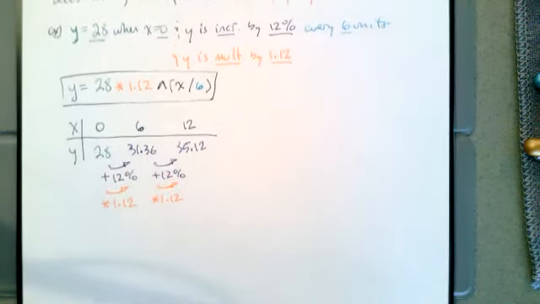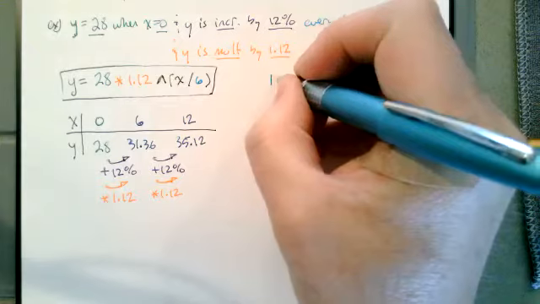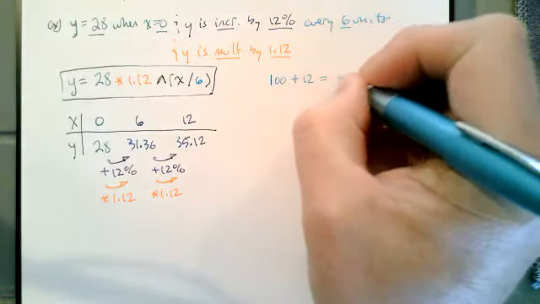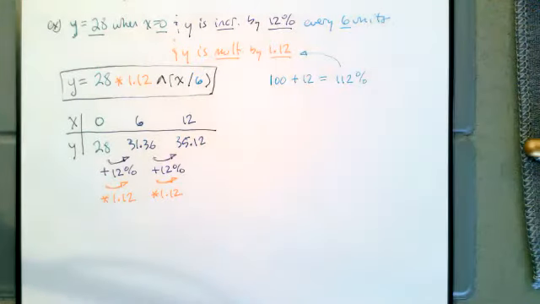We also want to be able to do the same thing with a decreasing function. So in this case, y was increasing by 12%, so our multiplier was 1.12, because we take 1 plus 12%. If we just take the 12% and add that to 100, that gives us 112%, and we can turn that into a decimal. So the easiest way to think about this is to say 100% increased by 12% is 112%. Then as a decimal, that's 1.12.